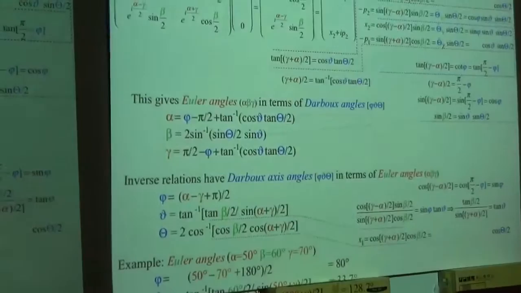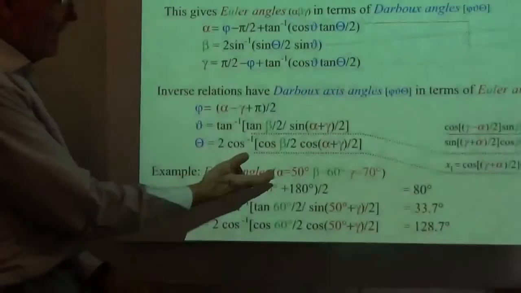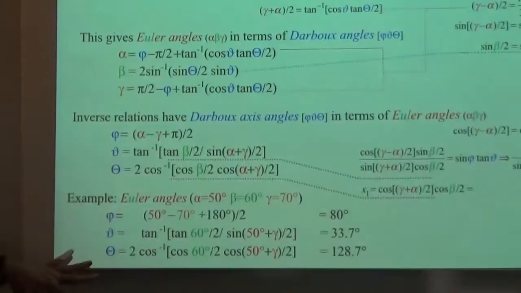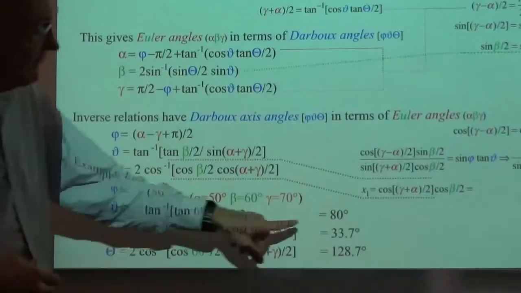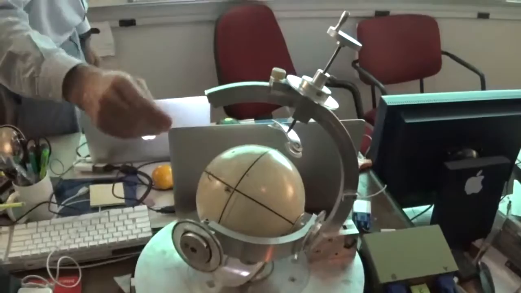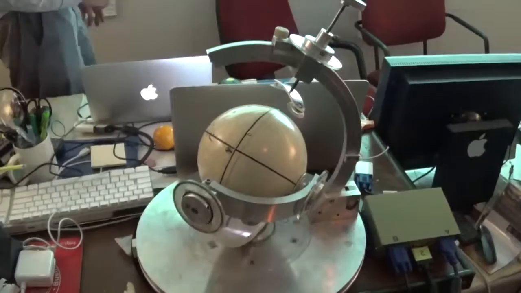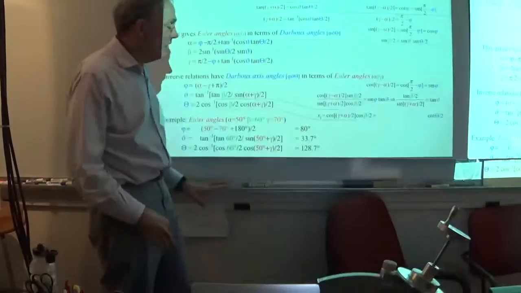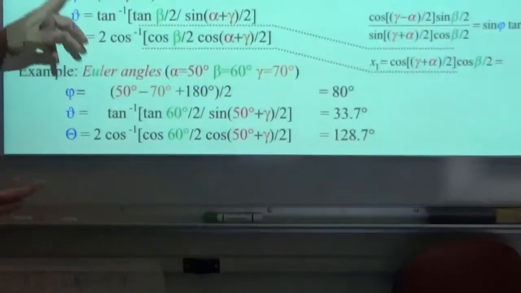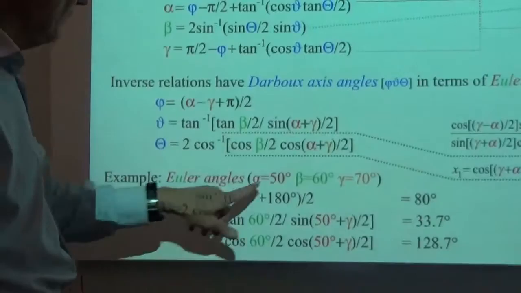The idea is that if I just set alpha, beta, and gamma to 50, 60, and 70, these formulas give me a phi of 80 degrees, a theta of 32.7. Now this is where I'm setting these angles right here. So for example, this one probably is already set to 32.7. I have to make sure this one is close to 80. I think it is. And then there's a rotation angle right here, 128.7, that will take this thing from the origin to the position described by these three angles, namely 50, 60, and 70, for respectively alpha, beta, and gamma.